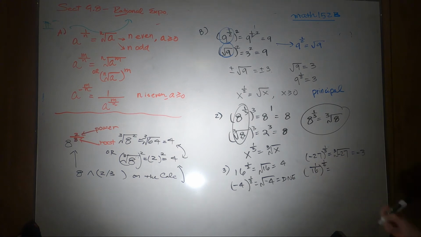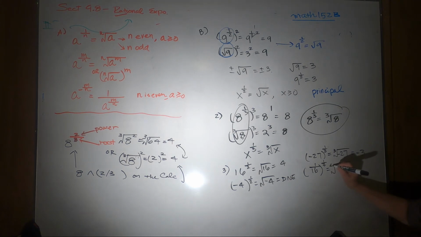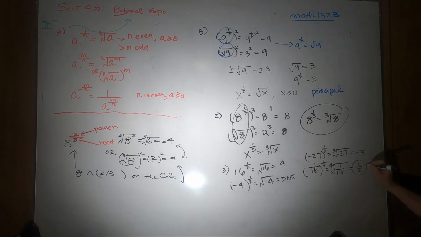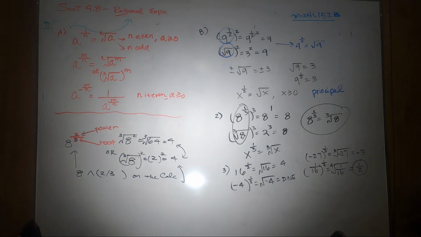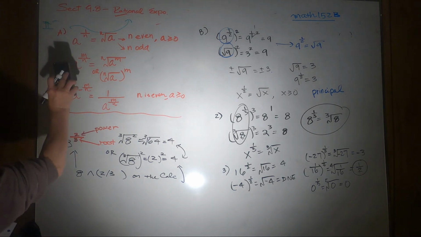If 1/16 to the 1/4 power, what does it mean? 1/4 power means 4th root. But the 1/16 is a real fraction, right? Then you take the 4th root. That would be 1/2, right? If you have 0 to the 1/5 power, it means 0, take a 5th root, that would be 0. Right? Got the idea?